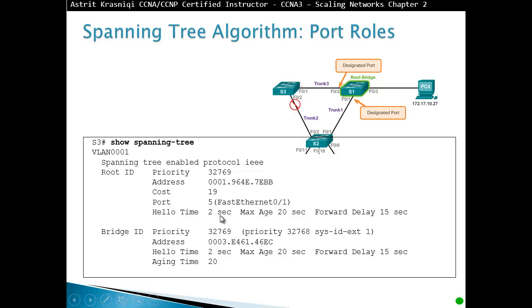Now hello time is 2 seconds, so the root bridge is going to send us hellos every 2 seconds. Maximum age is 20 seconds and forward delay is 15 seconds. These timers here are our timers, but they are not valid until the root bridge fails. We can change the timers here, hellos for example every 10 seconds, but they don't have any meaning. You are just changing them. On the root bridge, the timers are important.